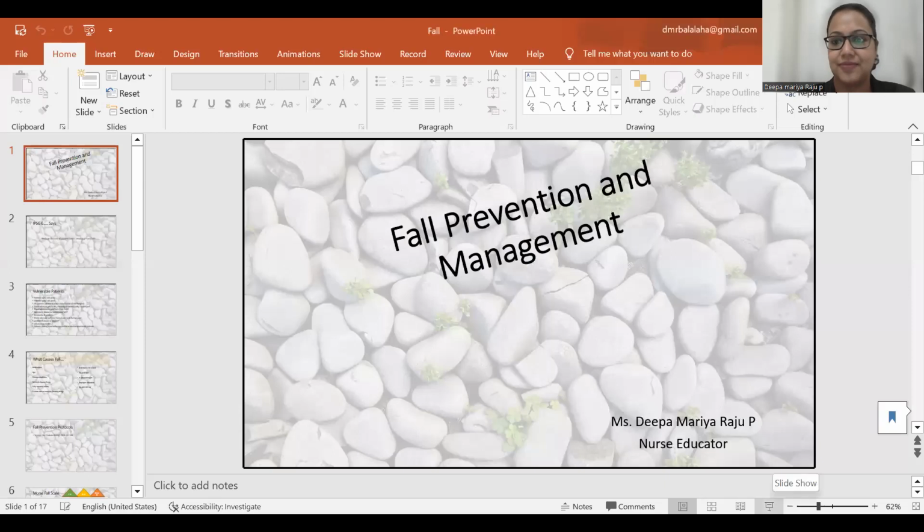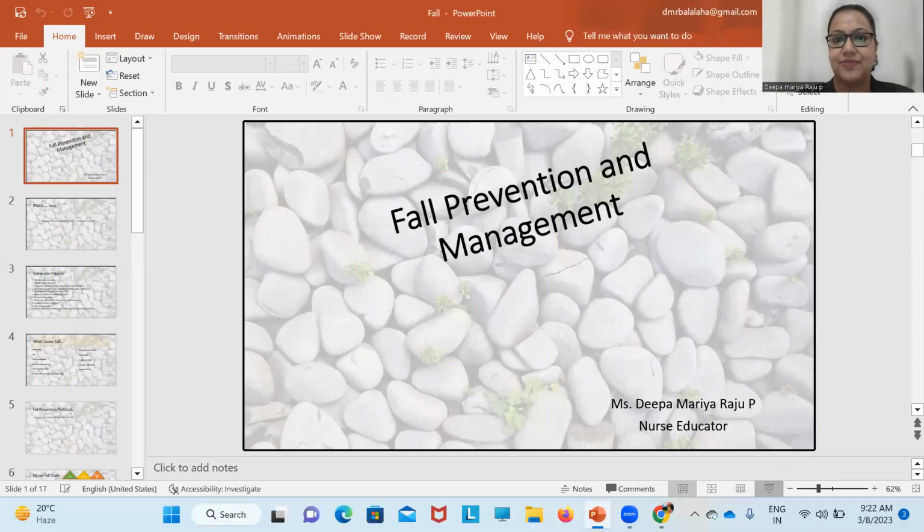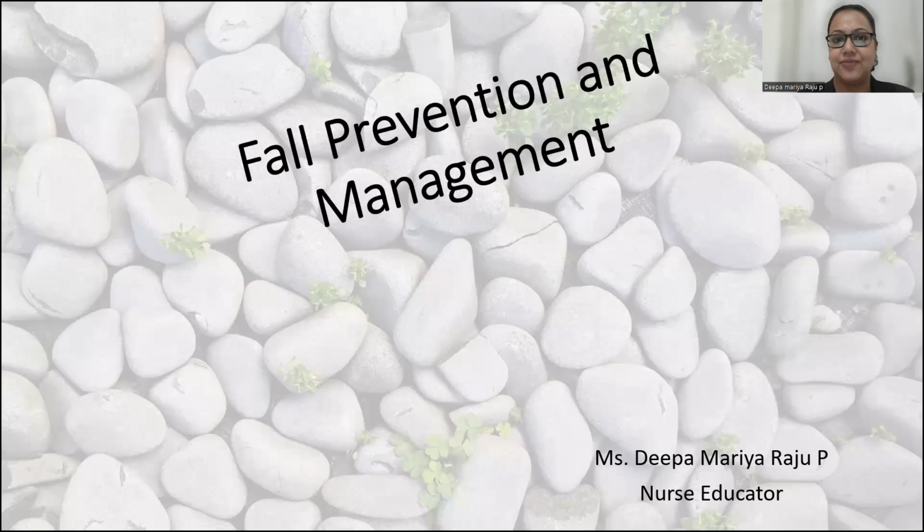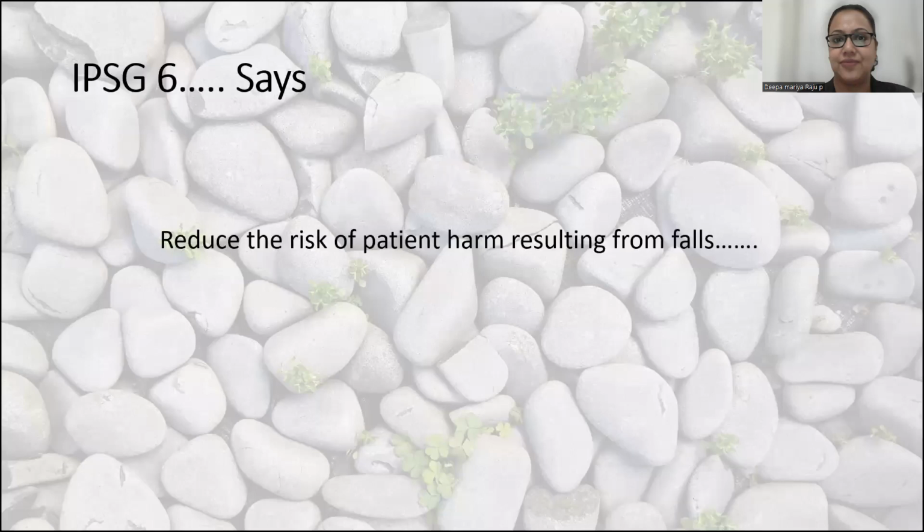So here, our screen. Fall prevention and management. We all are aware of the IPSG, International Patient Safety Goal. IPSG 6 says, reduce the risk of patient harm resulting from falls.